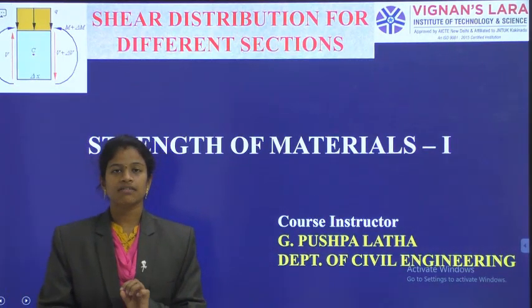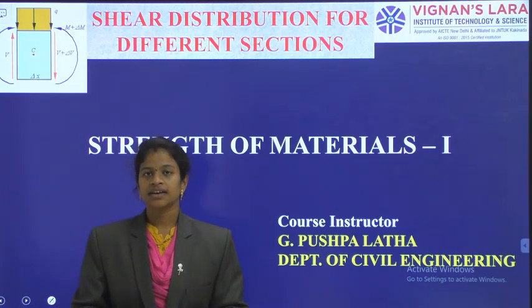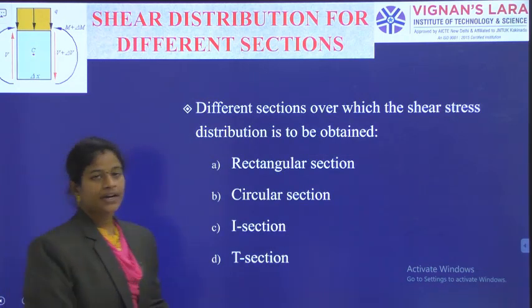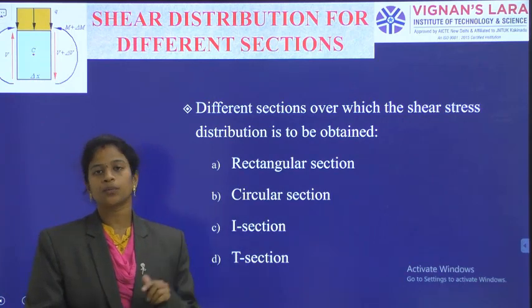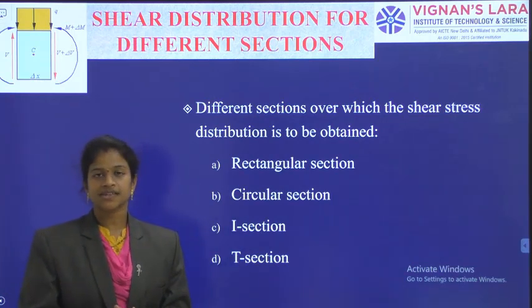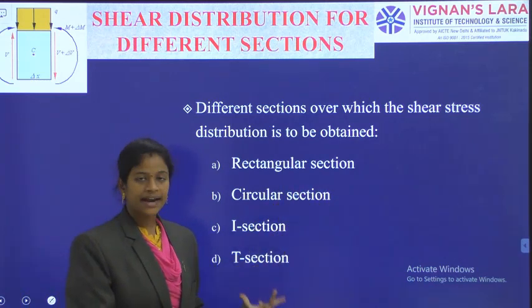So in the previous class we have completed our derivation for calculating shear stress at a section in the beam. Now we are going into different stress variation diagrams, how the shear stress is varying from point to point along the depth. For that I am taking different types of beam sections. Firstly, I am considering rectangular, circular, I section and T section.